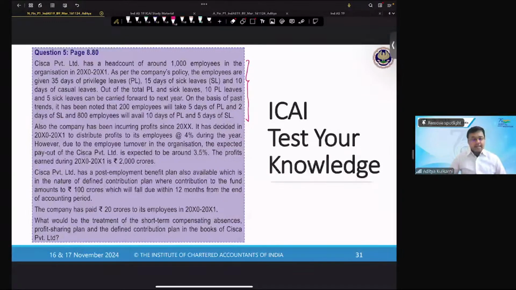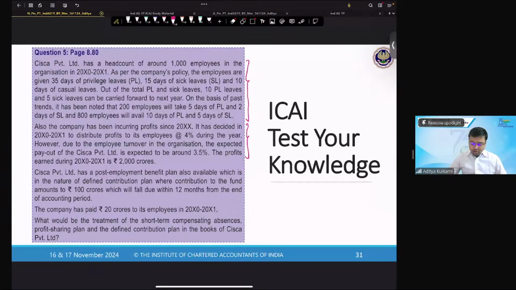Second paragraph, incurring profits. Decided to distribute profits at 4%, but due to turnover, it is expected to be 3.5%. Is it similar to what we did? Yes, sir. 5%, 3.5. So this is a summary of everything. So this is my second question that we did.